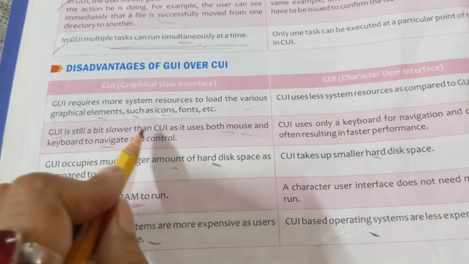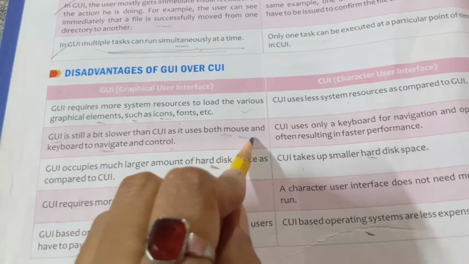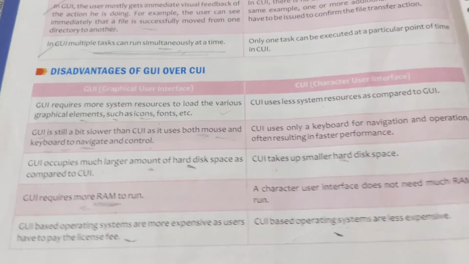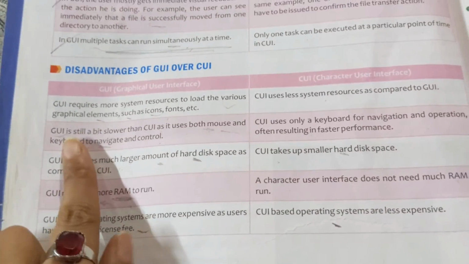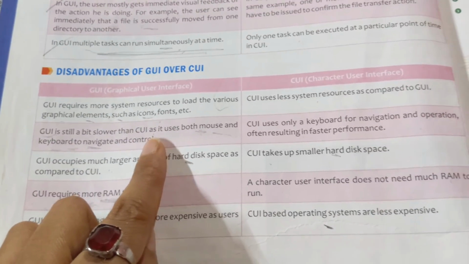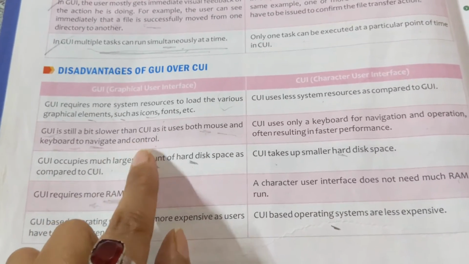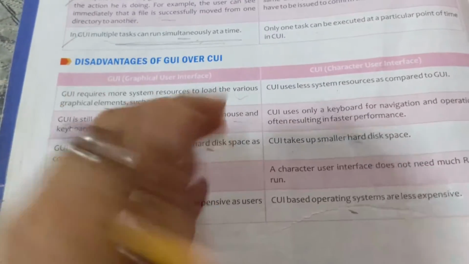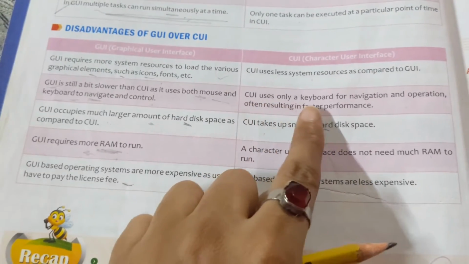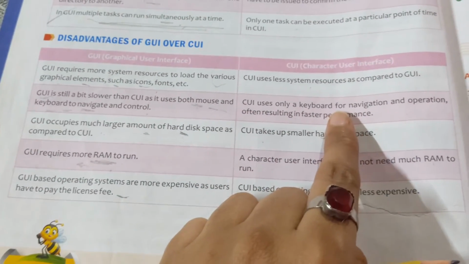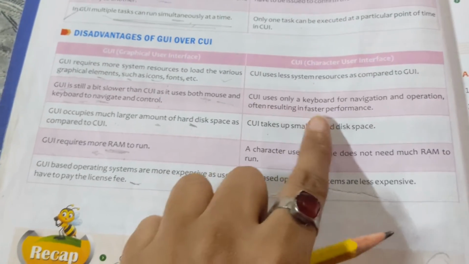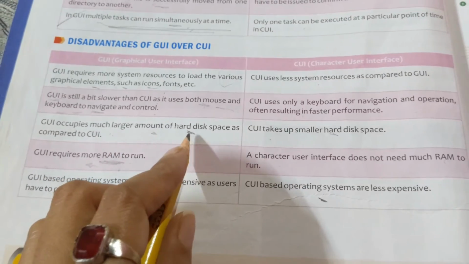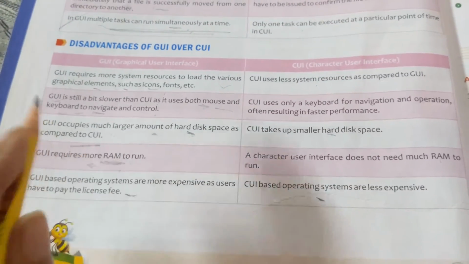So GUI is still a bit slower than CUI as it uses both mouse and keyboard to navigate and control. इसमें of course GUI is a slower one as compared to CUI because you use both to navigate and control. What is the meaning of navigation? Navigation means to move. So CUI makes use of only keyboard for navigation and operation, resulting in the faster performance. GUI occupies much larger space of hard disk as compared to CUI.